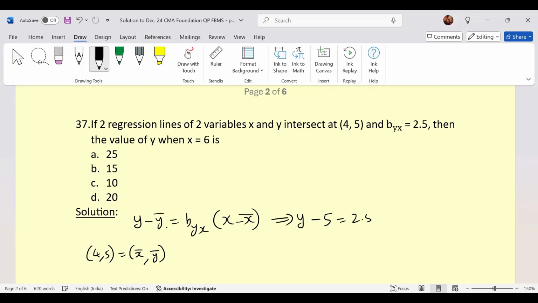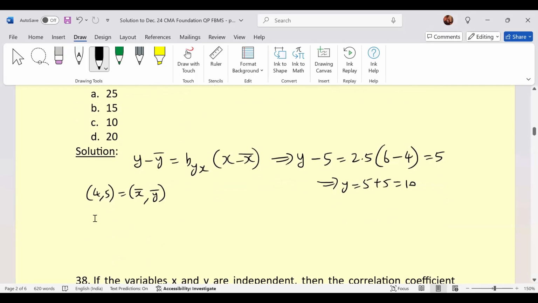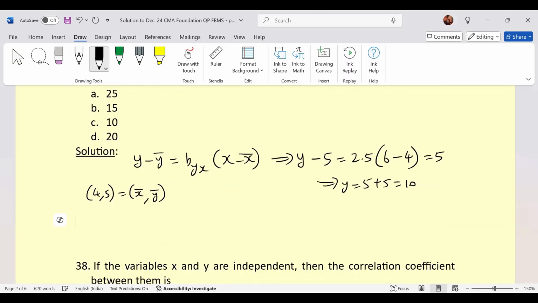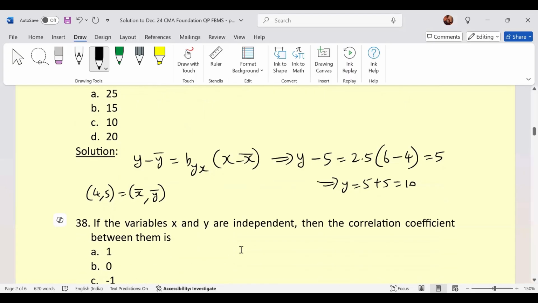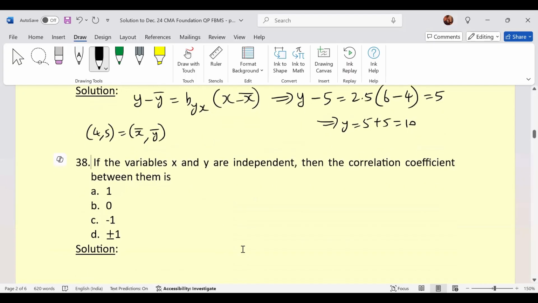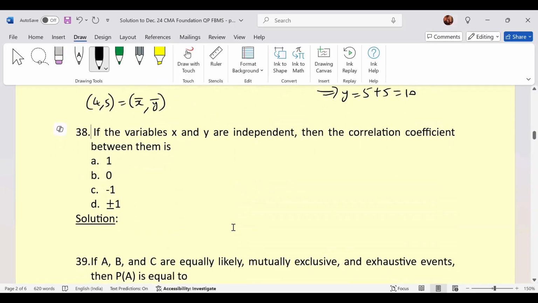Byx value is given as 2.5. X value is given in the question as 6. X bar is 4. So this is 2.5 into 2, which is 5. So that means our y value is 5 plus 5, and that will be 10. So option C is the right option. Then the next question. If the variables X and Y are independent, then the correlation coefficient between them will be 0, which means option B.